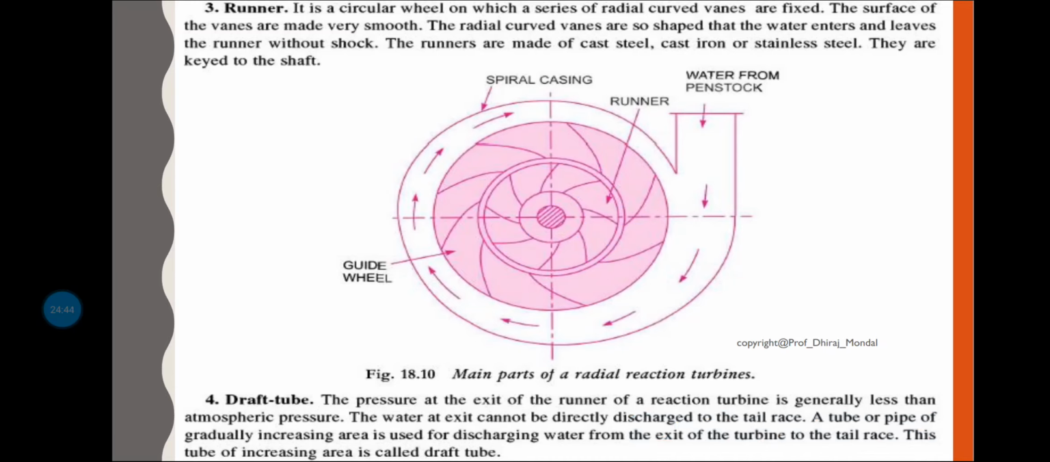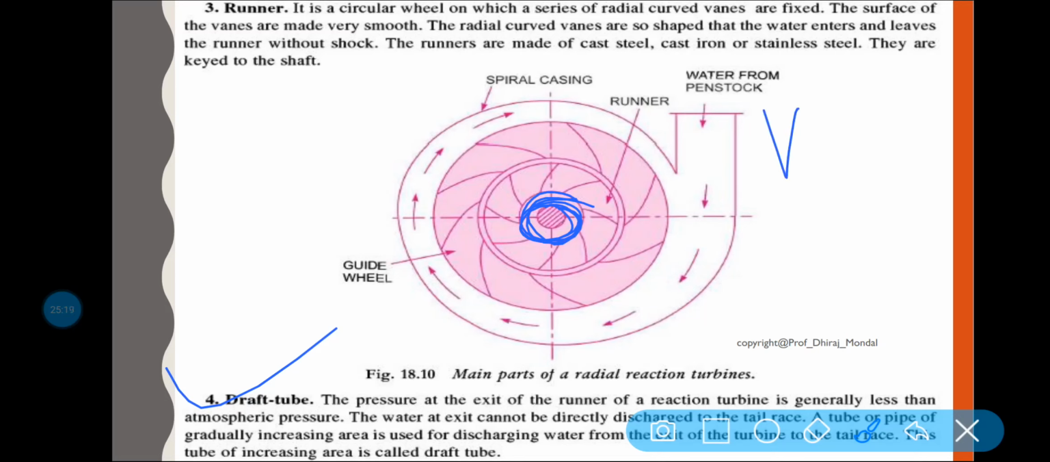Now come to the last point of the lecture, that is your draft tube. Very important, and there will be a dedicated lecture on the draft tube. The draft tube is used to produce pressure head at the expense of velocity head. At the outlet of the turbine, you will be getting vacuum pressure.